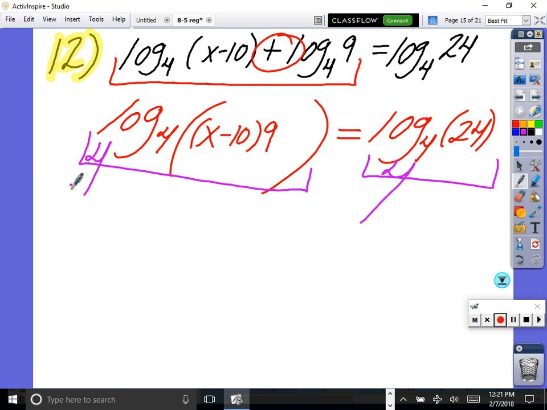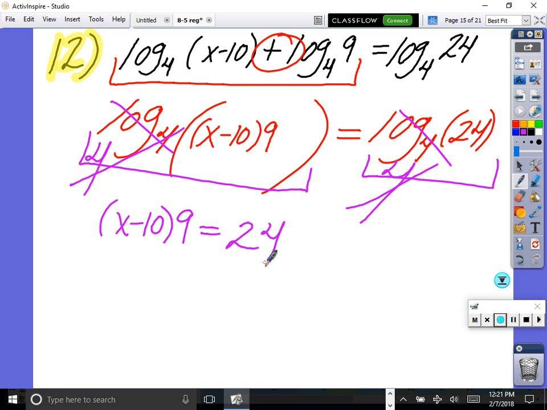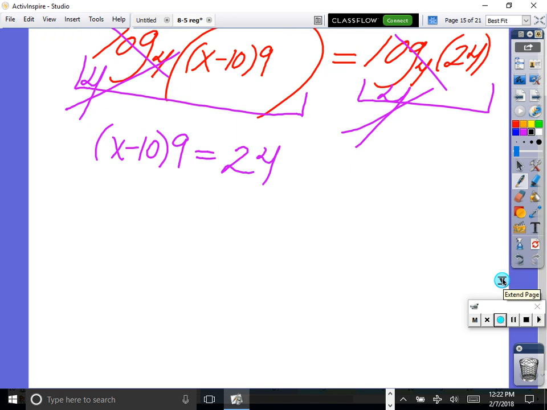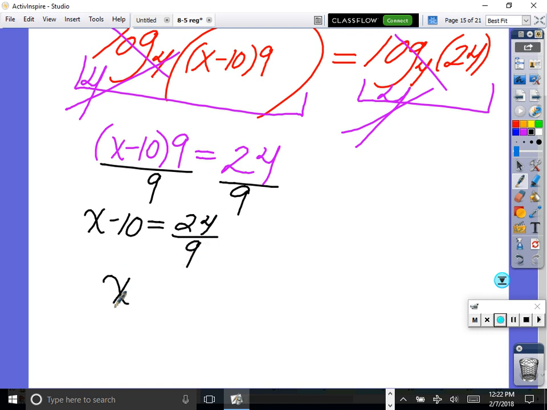So now look what happens on this side. Base 4 and log to the base 4 cancel out. So then we have (x - 10) times 9 is equal to, and over here it happens to cancel out as well, equals 24. And then look, it's a linear equation. So now just solve for x. You could multiply 9 in, or can we just divide by 9? So we have x - 10 equals 24 over 9. Then we'd add 10. You would hit math, enter, enter, and you got 31.